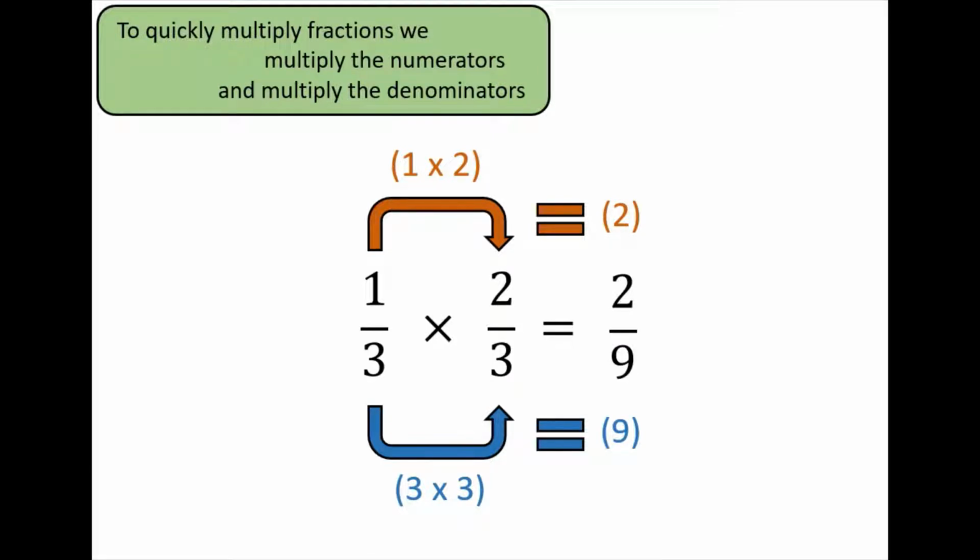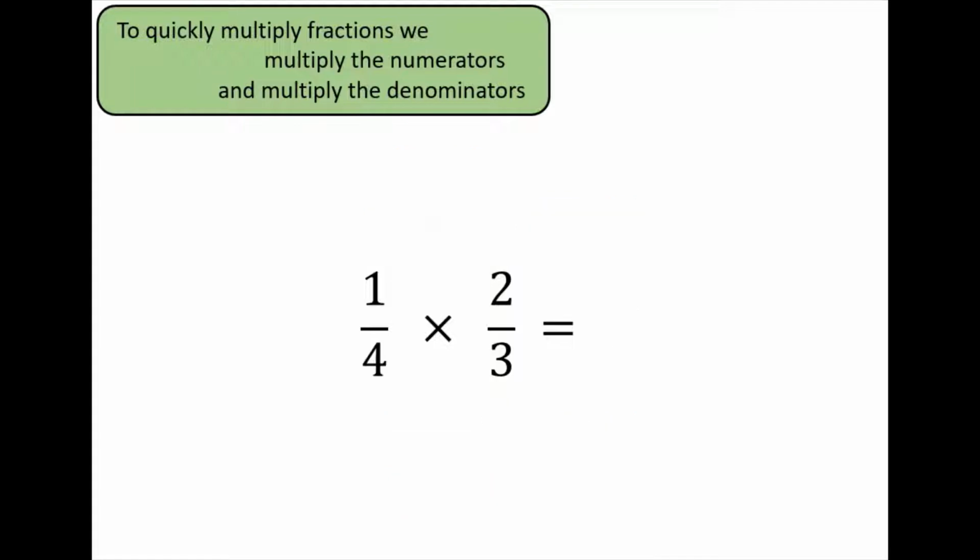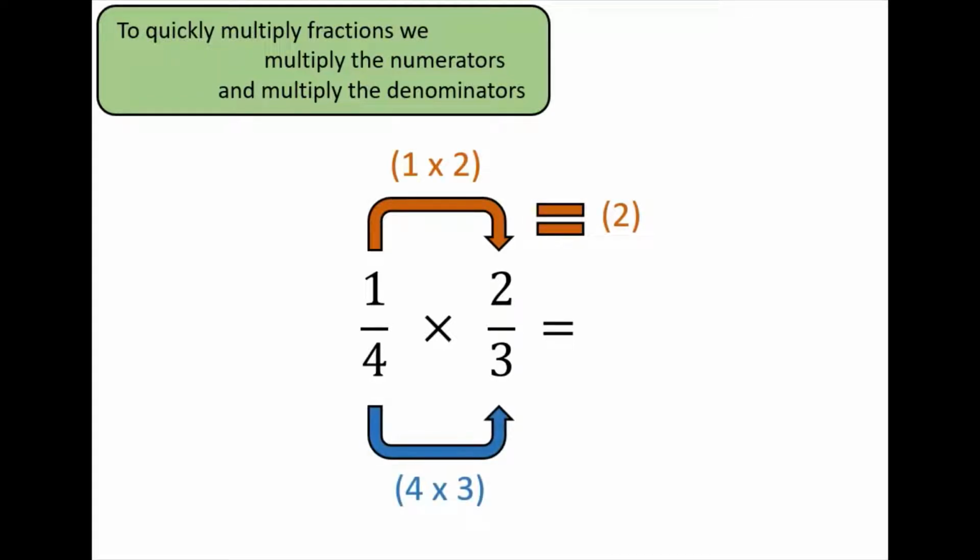So we multiply the numerators, multiply the denominators. It's very simple to do. We've got a quarter times 2/3. So we're going to multiply the numerators, 1 times 2, get 2. We're going to multiply the denominators, 4 times 3 to get 12. And that gives our answer as 2/12.